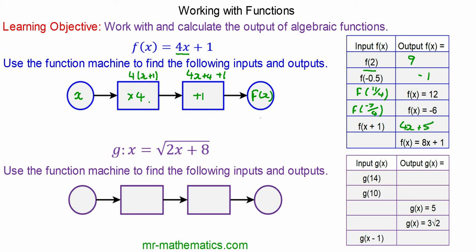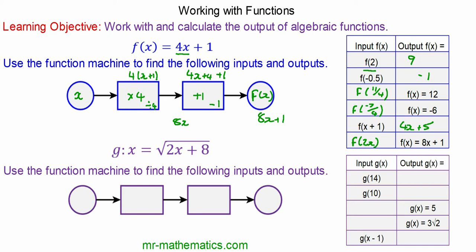And when f of x equals 8x plus 1, what went into our machine? Well, we're taking away the 1, so we're left with 8x, and then we're dividing that by 4, so it would be the function of 2x.